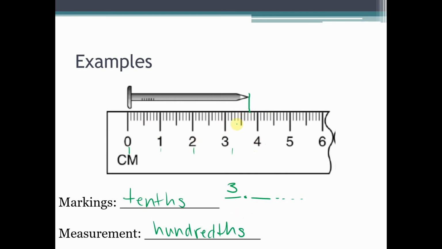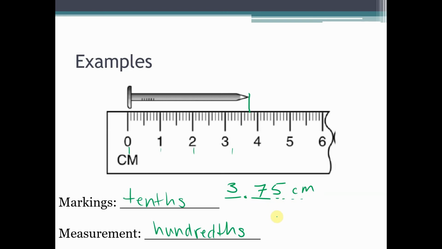Then looking at our tenths place, we crossed 0.5, 0.6, 0.7, but didn't quite get to 0.8. So since we passed 0.7 and didn't get to 0.8, this is going to be 0.7 something. Again, I think it kind of looks like we made it halfway, so I'm going to call it 3.75 centimeters.